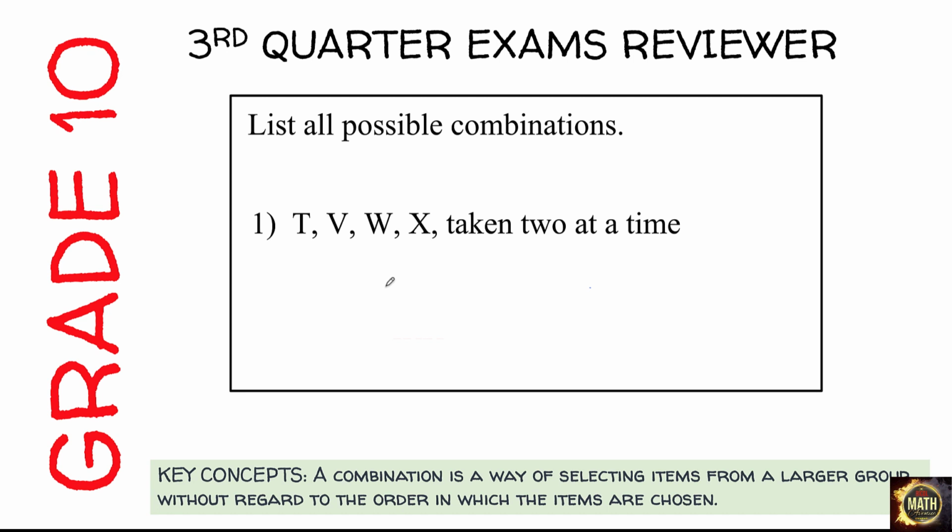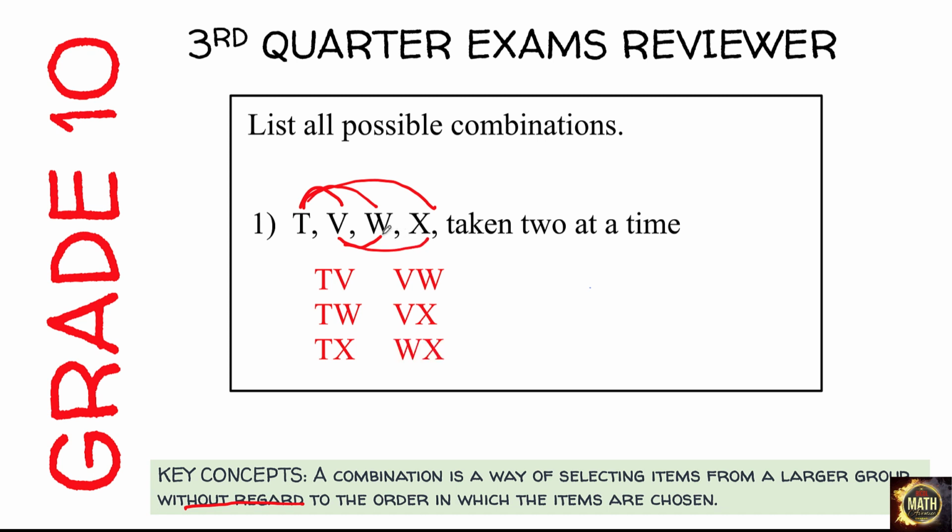So ano ang mga possible letters? Unang pair po is T and V. Pag meron na po tayong combination na TV, hindi na natin pwedeng kunin pa yung VT because they are just counted as one. The order is not important. So TV and VT, they are both counted as just one combination. Then sunod po is itong TW, then TX, then VW, then VX, and WX. So a total of 6 combinations given these 4 letters taken 2 letters at a time.